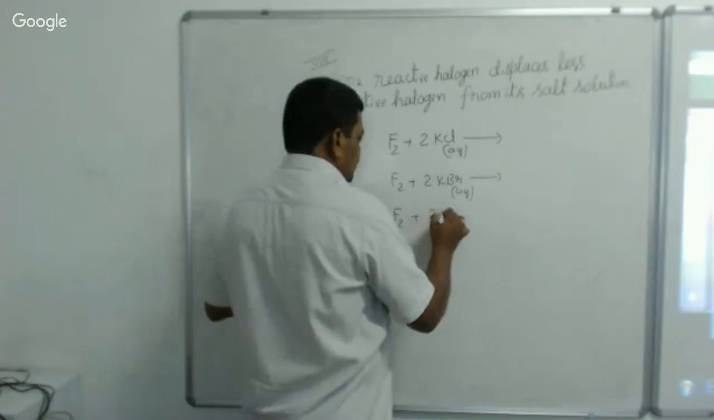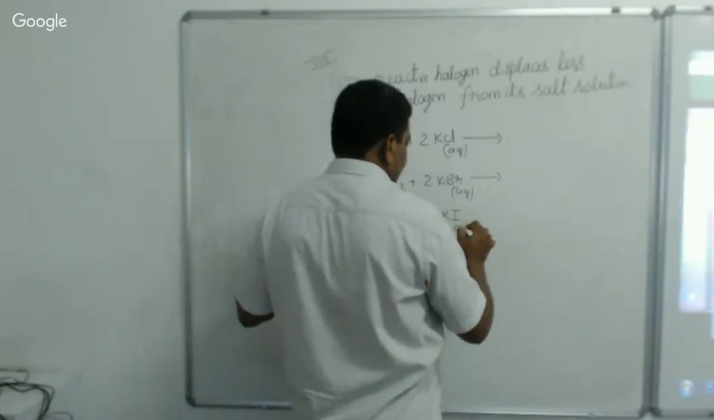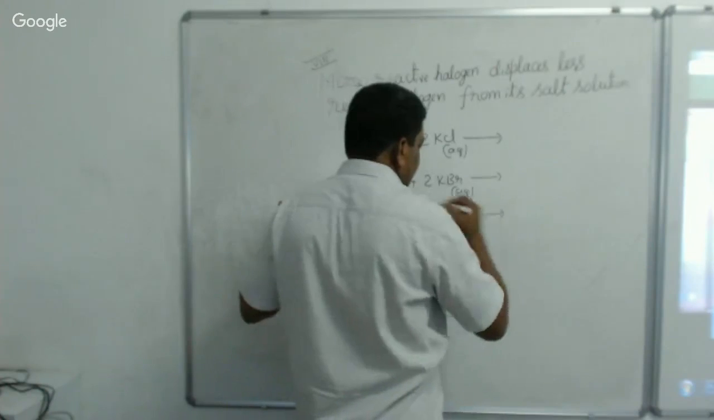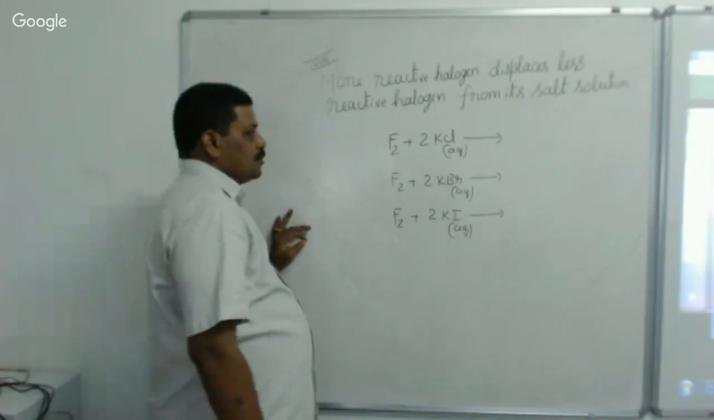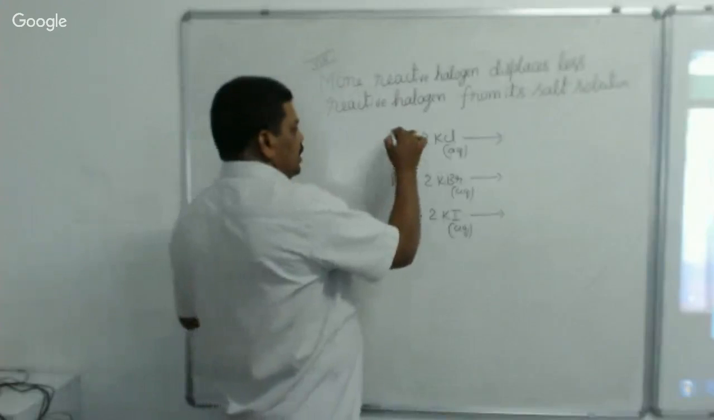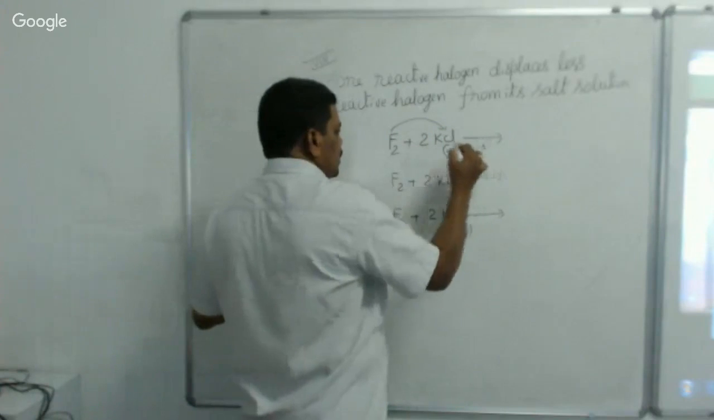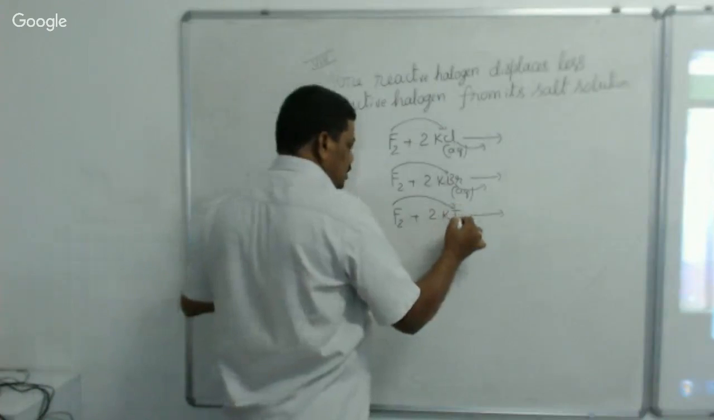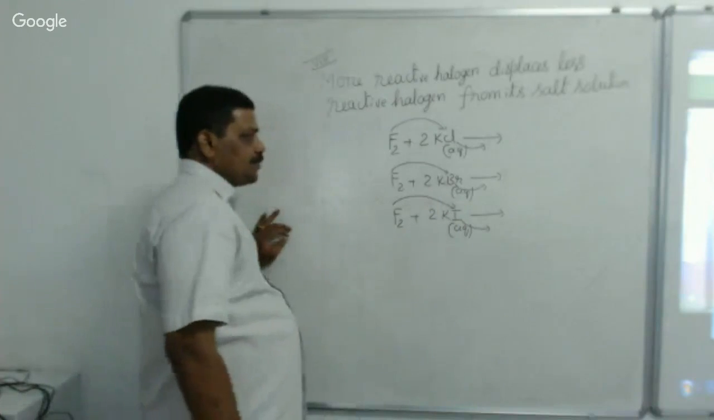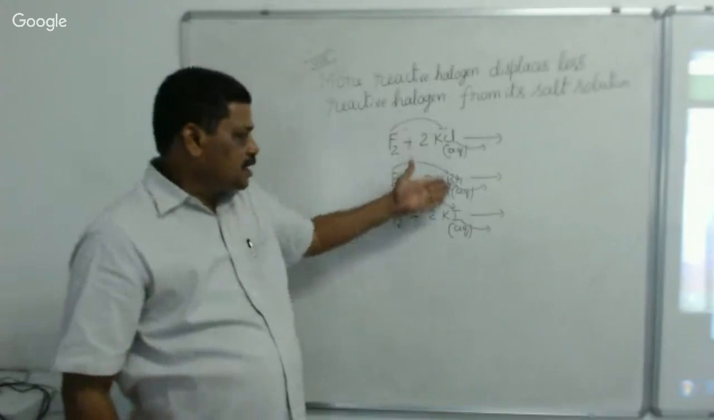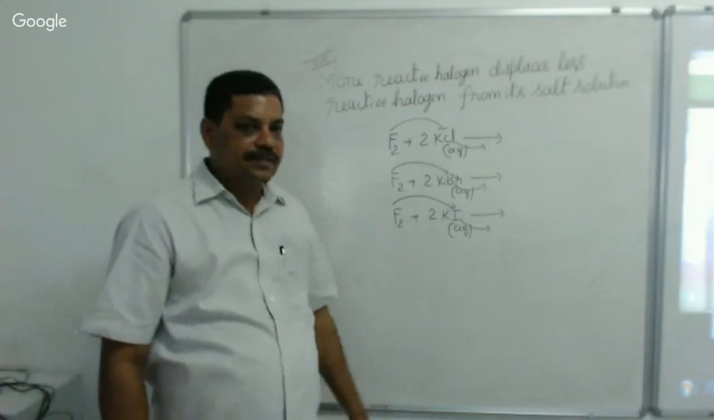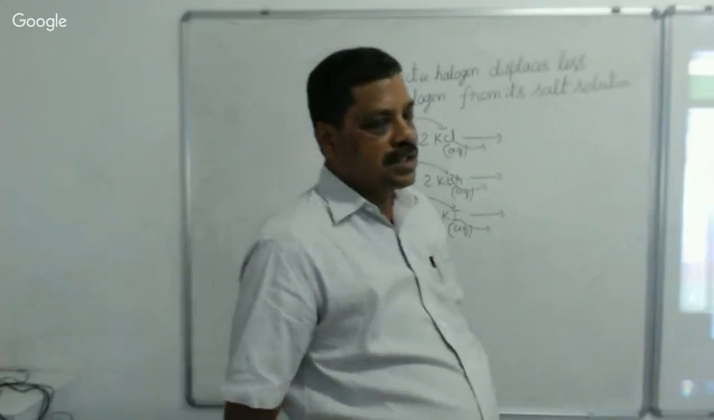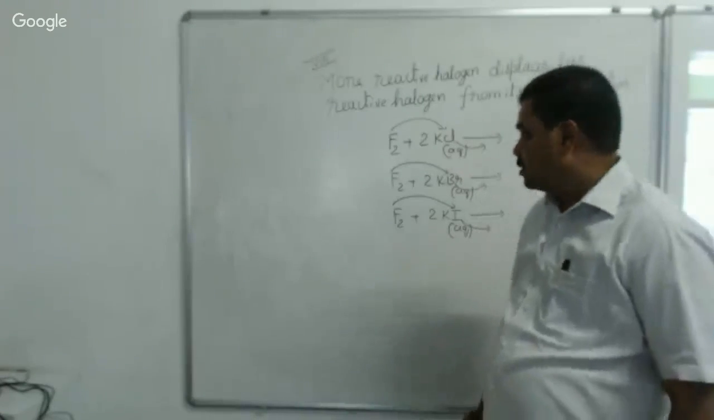Or aqueous potassium iodide. So fluorine can displace chlorine. Chlorine can displace bromine. It can also displace iodine. Fluorine can displace all other three halogens since it is the most reactive.